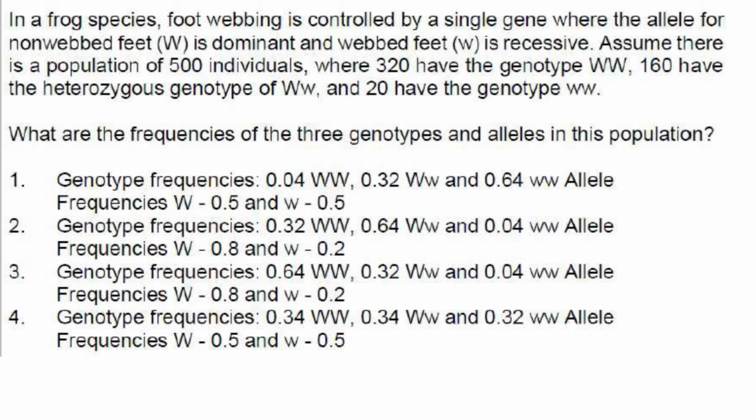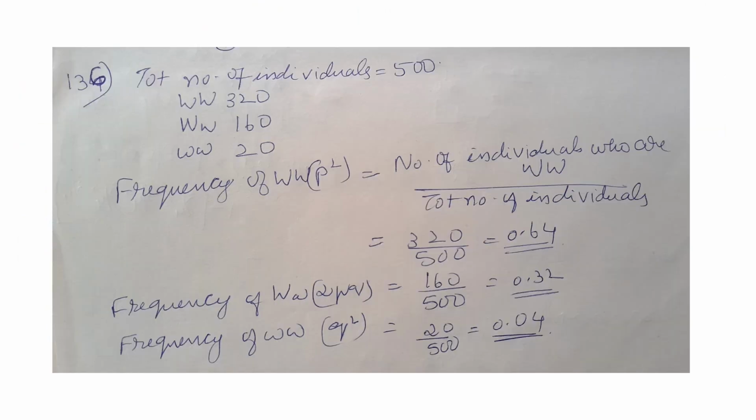Now in a frog species, foot webbing is controlled by a single gene where the allele for non-webbed foot, capital W, is dominant and webbed feet, small w, is recessive. Assume there is a population of 500 individuals where 320 have genotype capital W capital W, 160 have the heterozygous genotype capital W small w and 20 have genotype small w small w. What are the frequencies of the 3 genotypes and alleles in the population? Answer is option 3. I have solved.